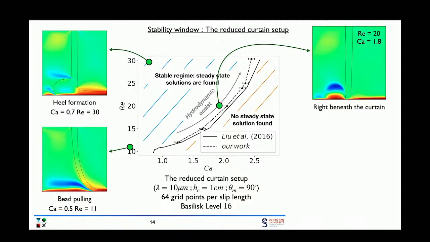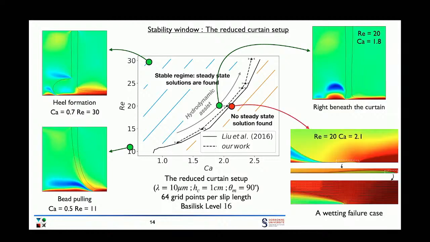And typically we see 3 types of bump shapes here. If we are at low Reynolds number, we have a bead pulling kind of setup. If we have very high Reynolds number, we get this heel formation, and this heel has some stability issues that we won't discuss. But if you are at the right combination of Reynolds and capillary numbers, then we get a bump beneath the curtain, which is often seen to be around the optimum.